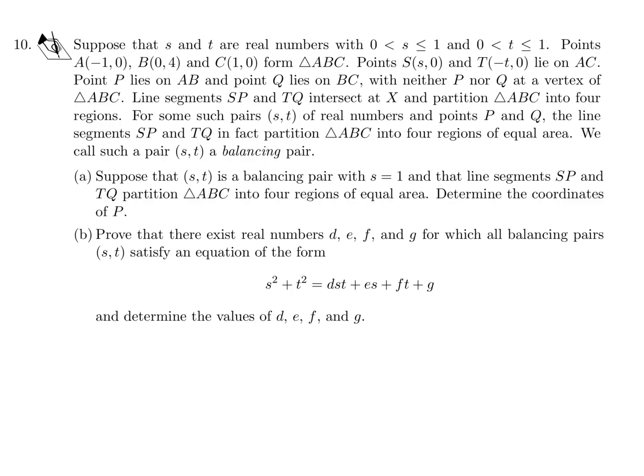SP and TQ partition ABC into 4 regions. For some such pairs s, t of real numbers and points P and Q, the line segments SP and TQ in fact partition ABC into 4 regions of equal area. We call such a pair s, t a balancing pair. Suppose that s, t is a balancing pair with s equal to 1, and that the line segments SP and TQ partition ABC into 4 regions of equal area. Determine the coordinates of P.